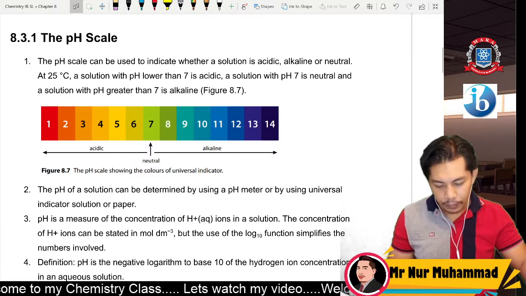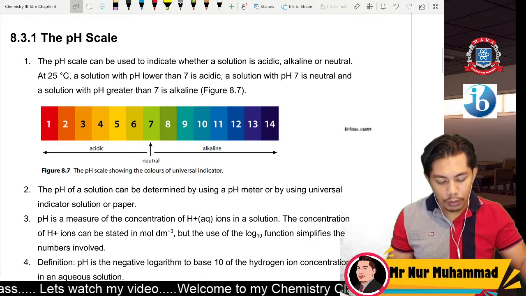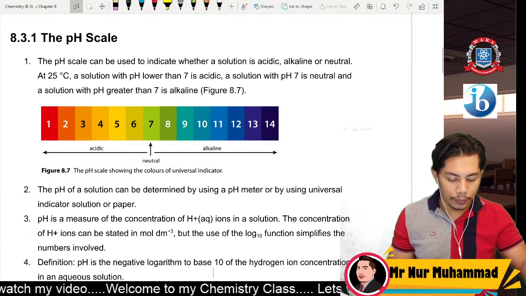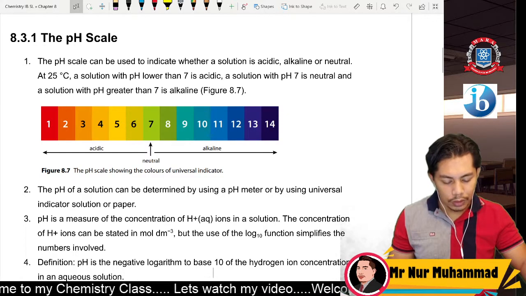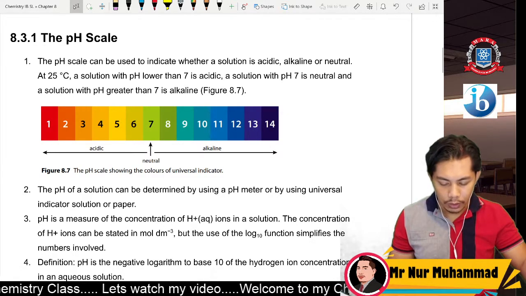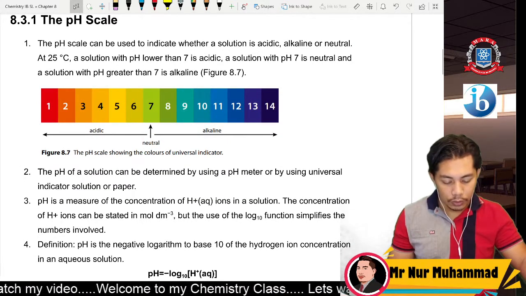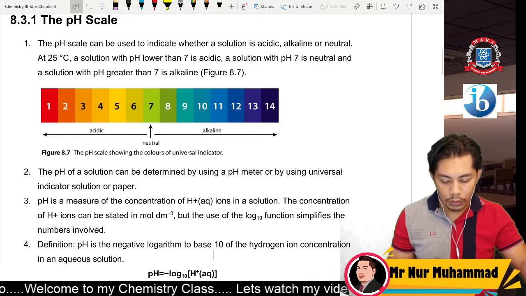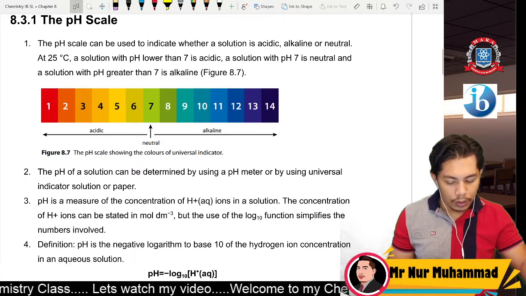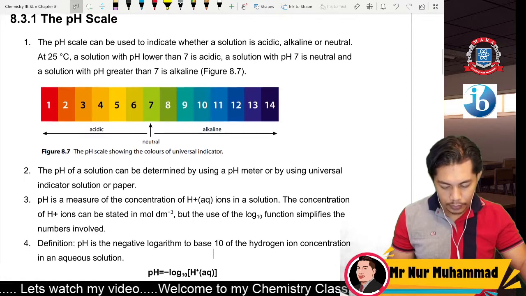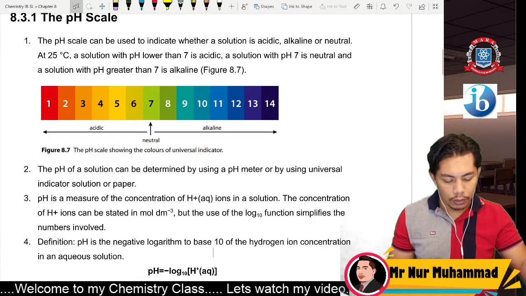Next, the pH of a solution can be determined by using a pH meter or by using a universal indicator solution or paper. So these are the apparatus that we can use to measure the pH. And pH is a measure of the concentration of hydrogen ions in a solution. The concentration of hydrogen ions can be stated in mole per centimeter cube, but the use of the log 10 function simplifies the numbers involved. Definition: pH is the negative logarithm to base 10 of the hydrogen ion concentration in an aqueous solution.